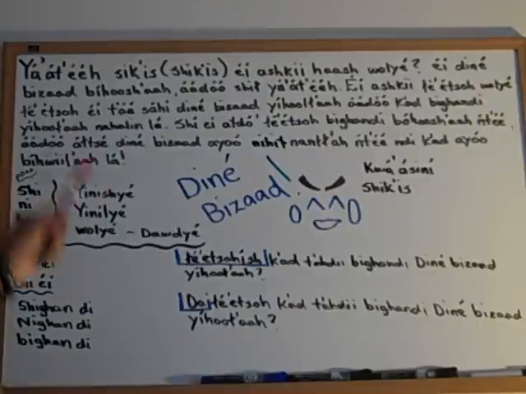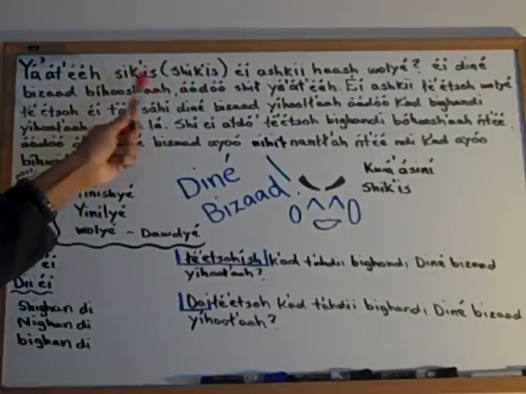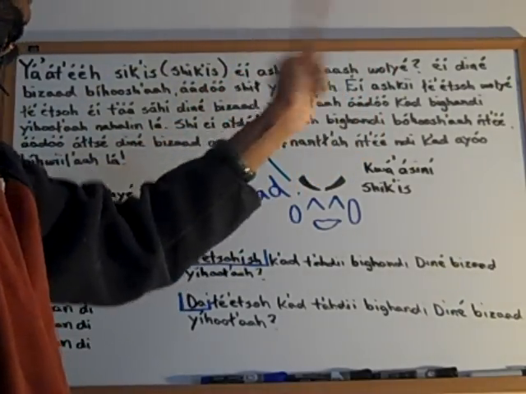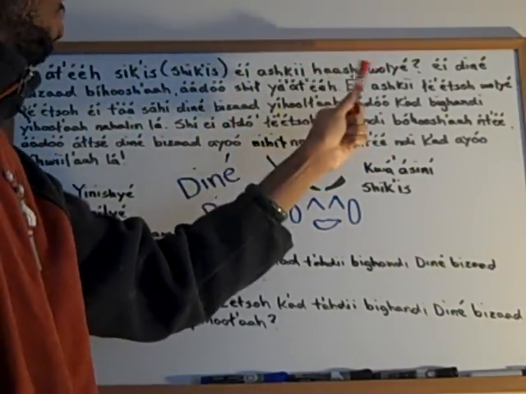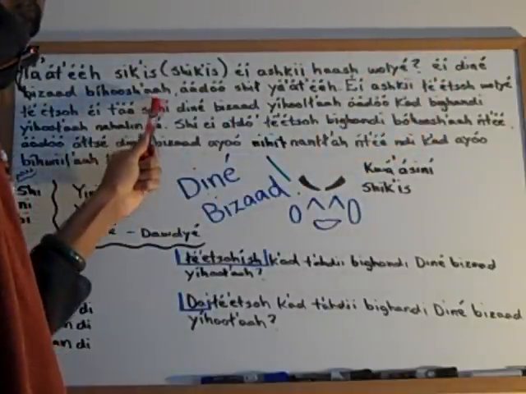Okay, so I'll translate. Yate shiki: how are you? Hello, my friend. E ashki hashwolie: that boy, what is that boy's name? Hashwolie. E dinebiza behosh ado.